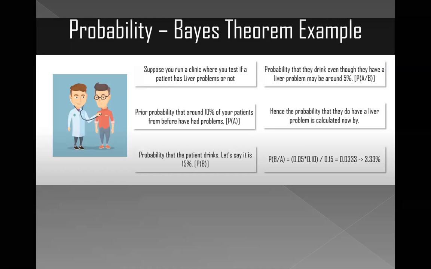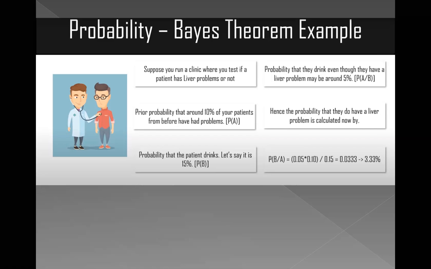That is nothing but the P of A. A is nothing but already he is having a liver problem, given drinking. That is your B. Okay, so we have to calculate P of A divided by B. Am I right? So this is how we calculate the posterior probability by using Bayes theorem. Hence the probability that they do have a liver problem is calculated now.